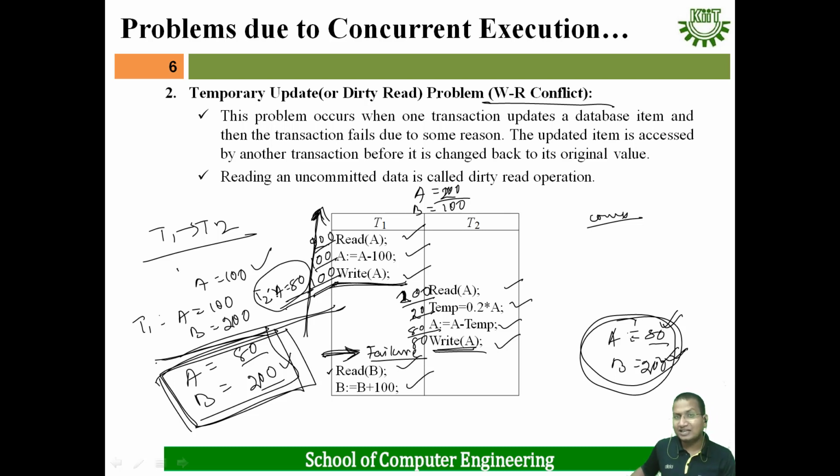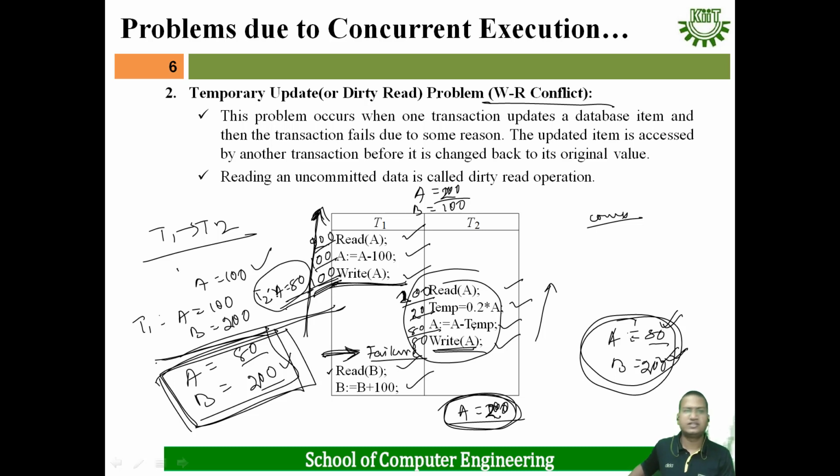When transaction T1 gets rolled back, then the A value will be how much? The A value will be 200, because the complete state of the database will be rolled back. But whatever updation has been done by T2, taking the A value as 100, will not be rolled back because transaction T2 was completely executed. That's why this is a problem.